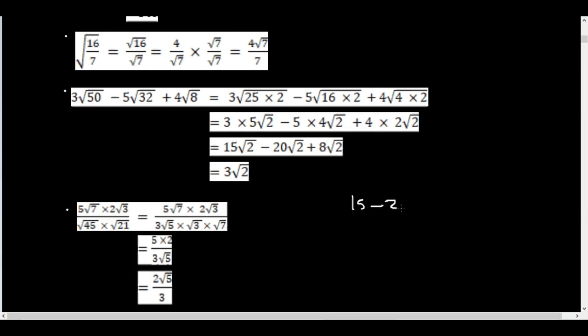Therefore in this case, since the surds are now the same, we can do our normal mathematical operations. So it's just 15 minus 20 and you get minus 5. Then minus 5 plus 8, you get 3. Therefore you get what? 3 root 2.